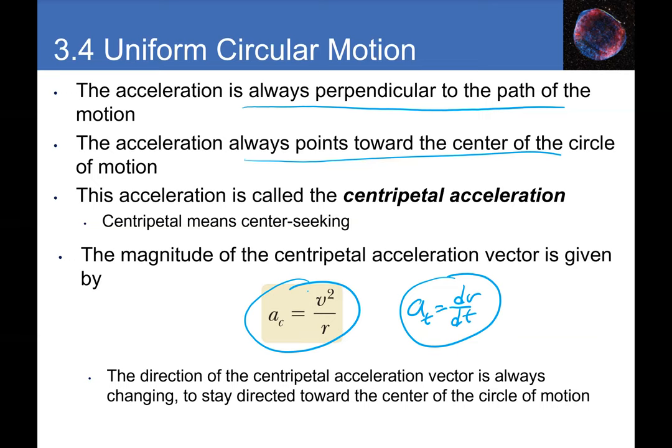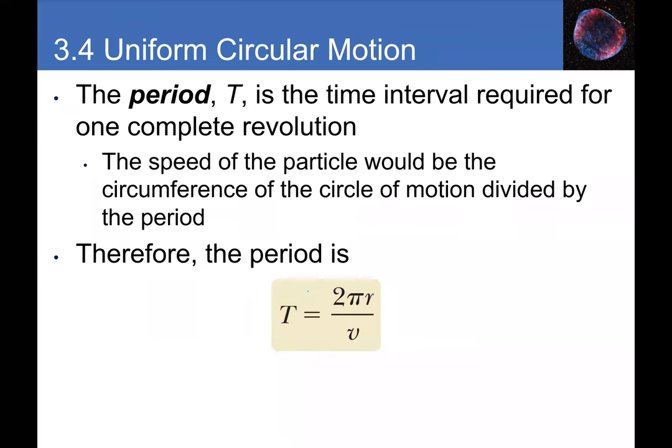All right, so the direction of the centripetal acceleration vector is always changing to stay directed toward the center of the circle of motion. All right. So now, one new thing that we're gonna learn here is just a different name for the time. So we call it period.